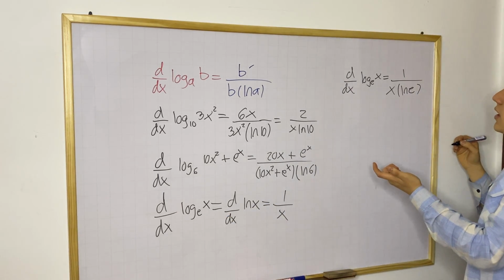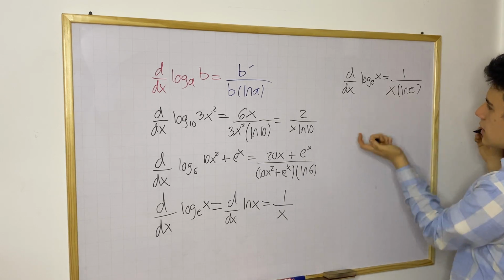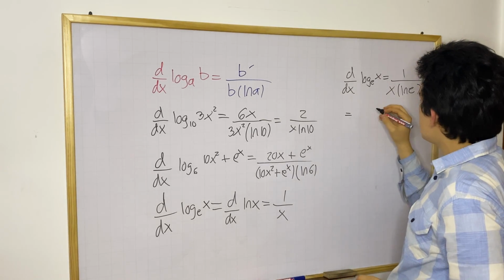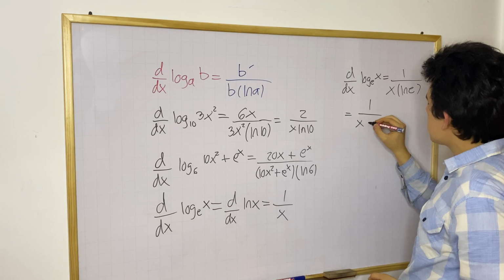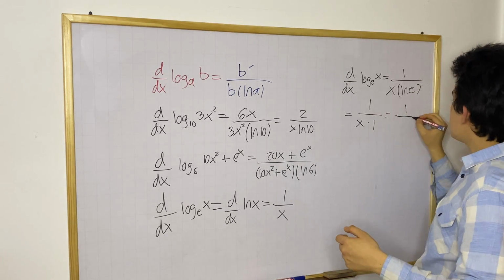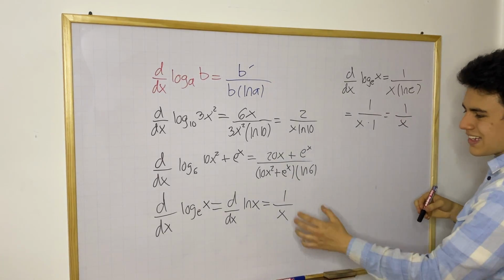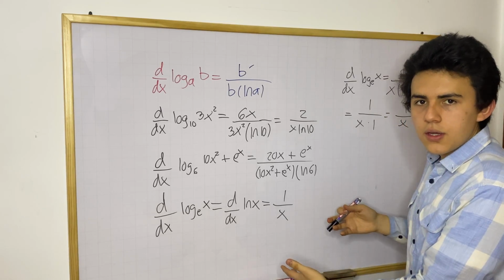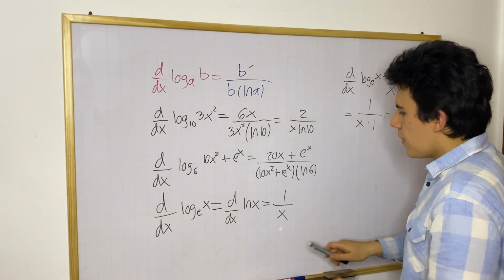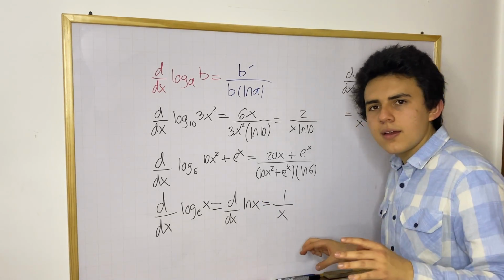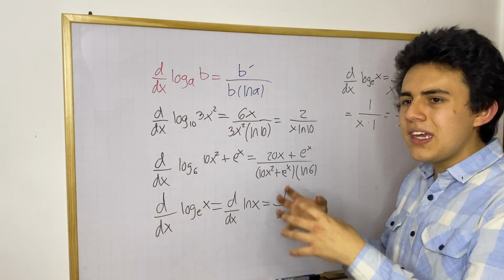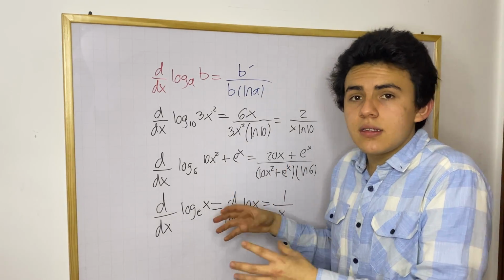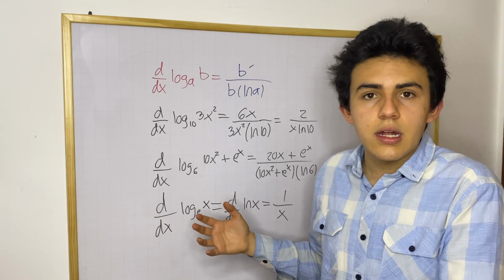Okay? And you can see now what happens. The ln e is just going to be 1. So this is just going to be 1 over x times 1. You basically just get 1 over x, okay? Which is exactly the same rule that you have down here, okay? This is something pretty useful, and I think it shows you how cohesive and consistent all the math that you've been learning in calculus is, okay?